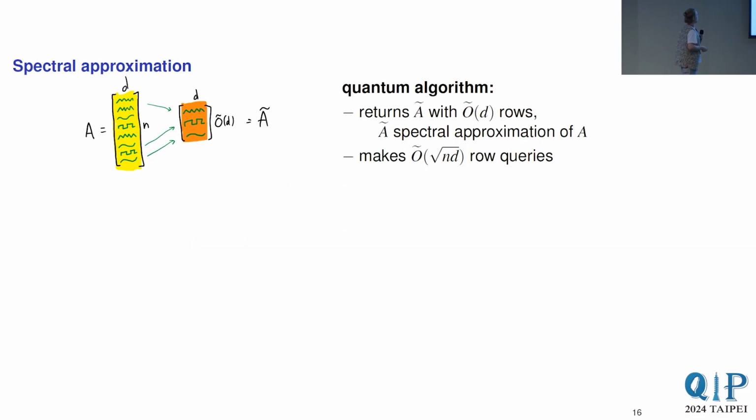So what does the quantum algorithm do in the end? It returns this A tilde with only Õ(d) rows, where n could be much larger than d. We end up with just Õ(d) constraints, which is a spectral approximation, and the complexity is something like square root of n d row queries. It's somehow the complexity of finding d important constraints among n constraints.